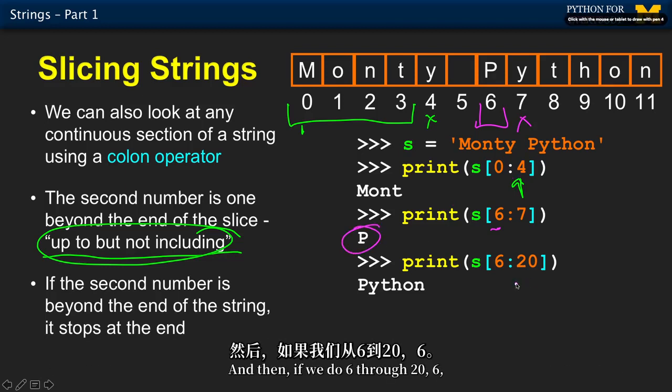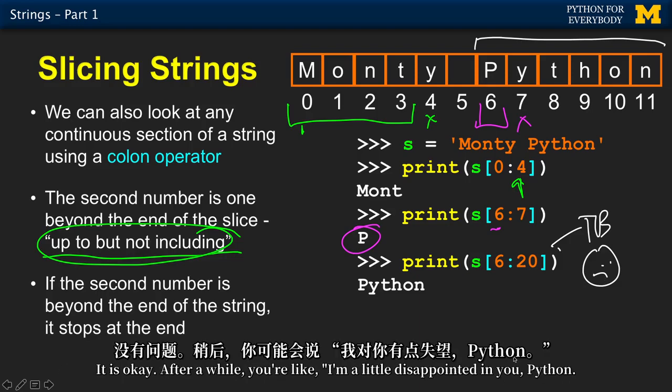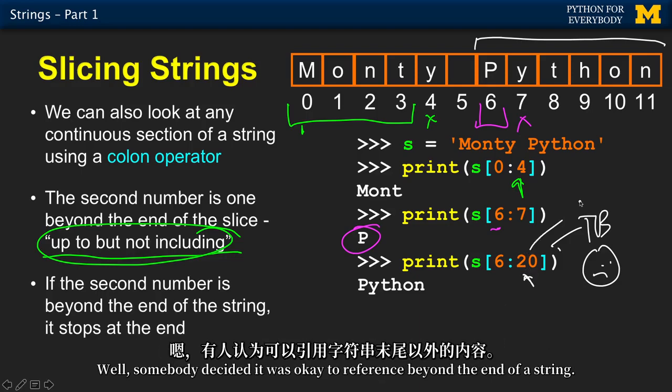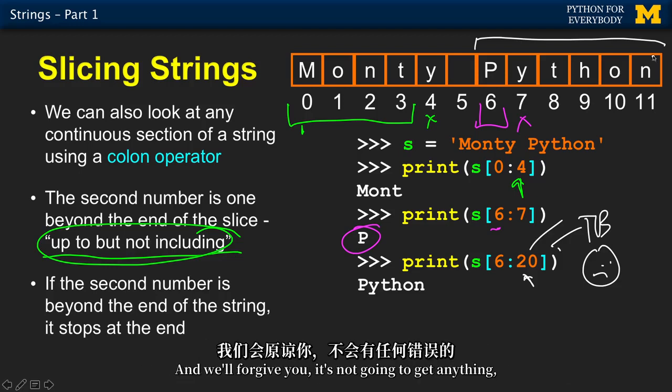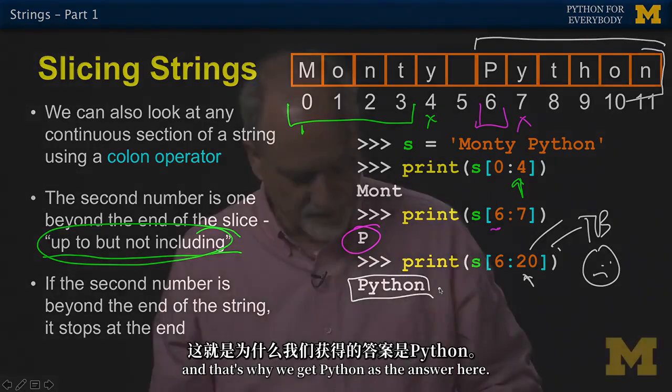And then if we do 6 through 20, starting at 6 and going up through, you'd think this would be a traceback. But it's not a traceback. After a while, you're like, I'm a little disappointed in you, Python. You're supposed to trace back every time I make a mistake. Well, somebody decided it was okay to reference beyond the end of a string, and we'll forgive you. It's not going to get anything. It's actually going to stop there, and that's why we get Python as the answer here.